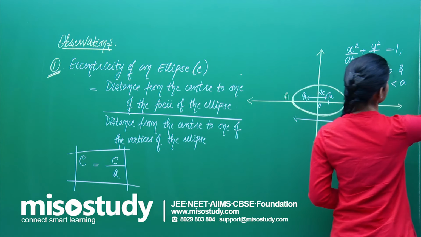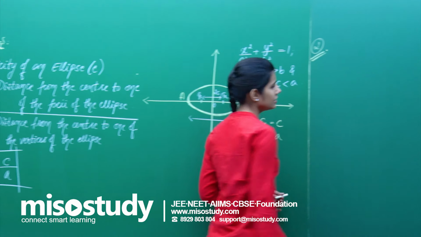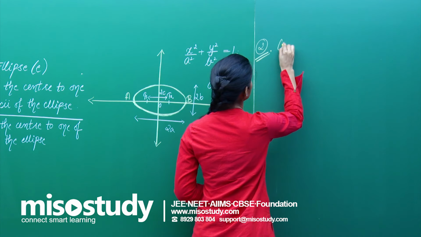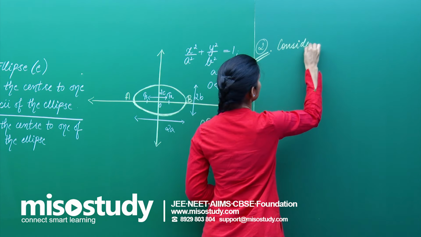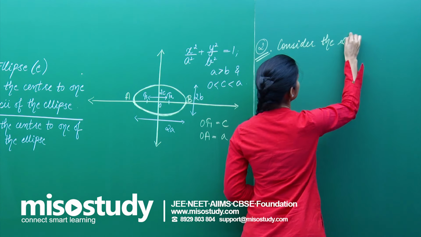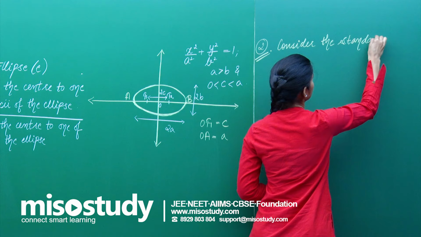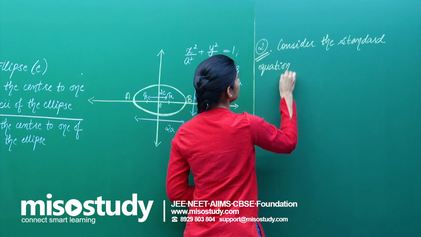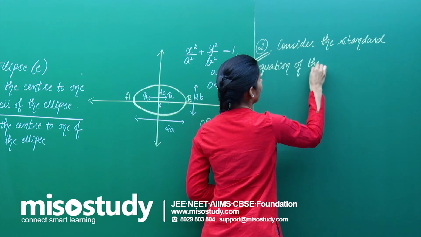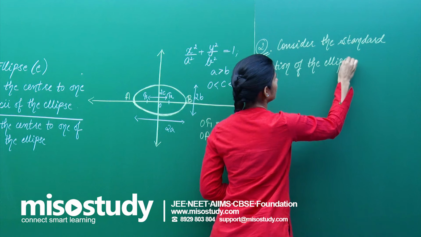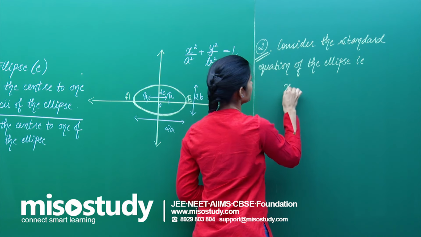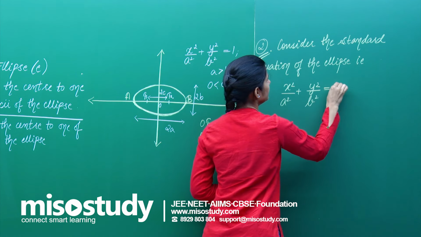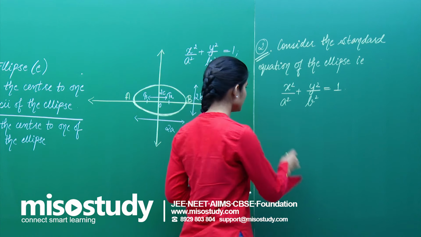After this, the next thing is related to perceiving the equation of the ellipse. I am saying consider the standard equation of the ellipse, that is x square by a square plus y square by b square equals 1. If you consider this, you can write this.